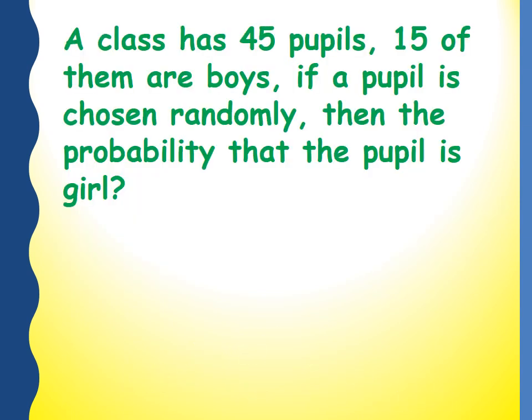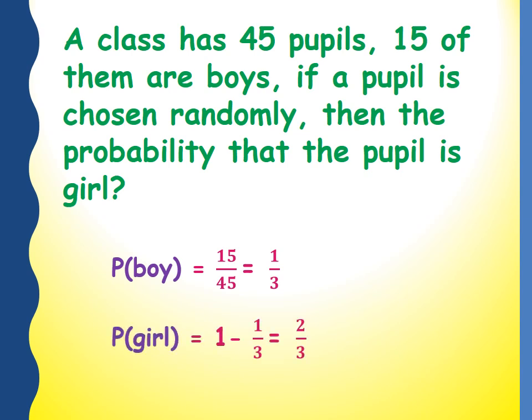A class has 45 pupils, 15 of them are boys. If a pupil is chosen randomly, find the probability that the pupil is a girl. First, let's calculate the probability that this pupil is a boy: 15 out of 45, which is a third. By subtracting the third from 1, we have the probability that this pupil is a girl. Or we have another method: calculate the number of girls from the beginning, 45 minus 15, which is 30, and calculate directly the probability of having a girl, which is 30 out of 45. This gives the same result, which is 2/3.